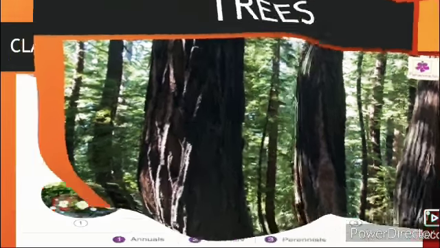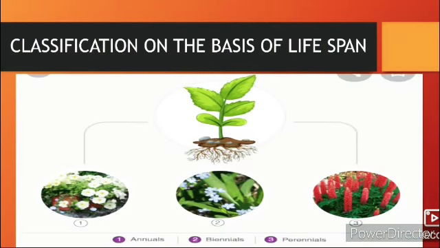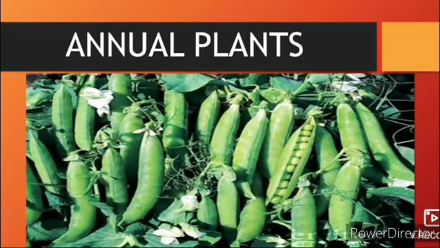Now, let us see the classification of plants on the basis of lifespan. Plants can be classified into three categories on the basis of their lifespan. They are annual, biennial, and perennials. What are annual plants? These plants survive only for one season. Many flowering plants, vegetables, and crops are the examples of annual plants.